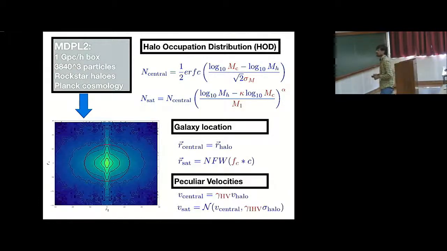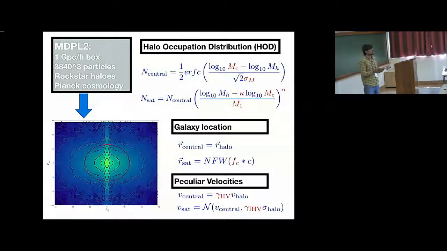So let's see. Now, coming back to modeling the full clustering statistics, which looks something like this, I have just proposed how I'm going to populate in terms of the number of central and satellite galaxies. But to actually do this measurement, you also need to figure out the peculiar velocities of these galaxies and where the locations are. So in my simplified model, I'm assuming that central galaxies are essentially at the center of the halo.